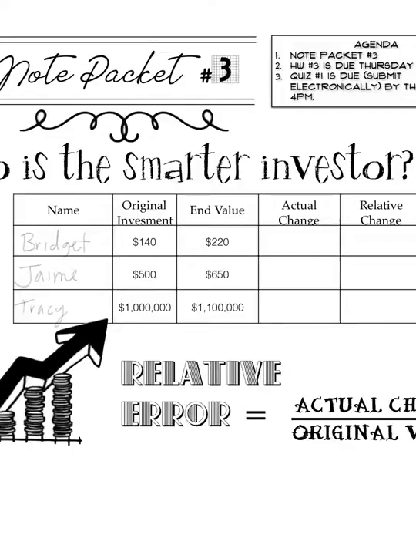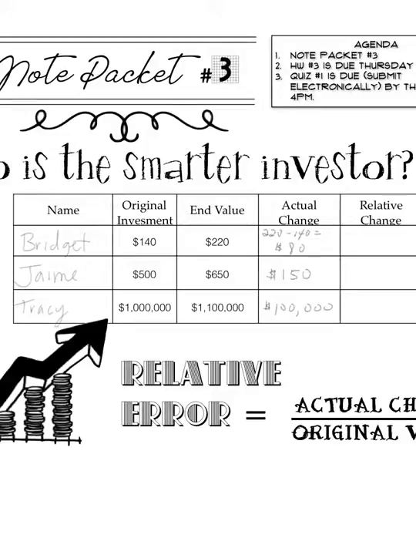And if I'm looking at the actual change, I actually have to look at the difference of the end value and what I started off with. So in this case, the actual change was $80. We're not going to look at the relative change yet because we're just going to find the actual change for the other 2. This one here, if I take $650 and subtract the original investment, they made $150. And if I take $1,100,000 and subtract the original investment, they made $100,000.